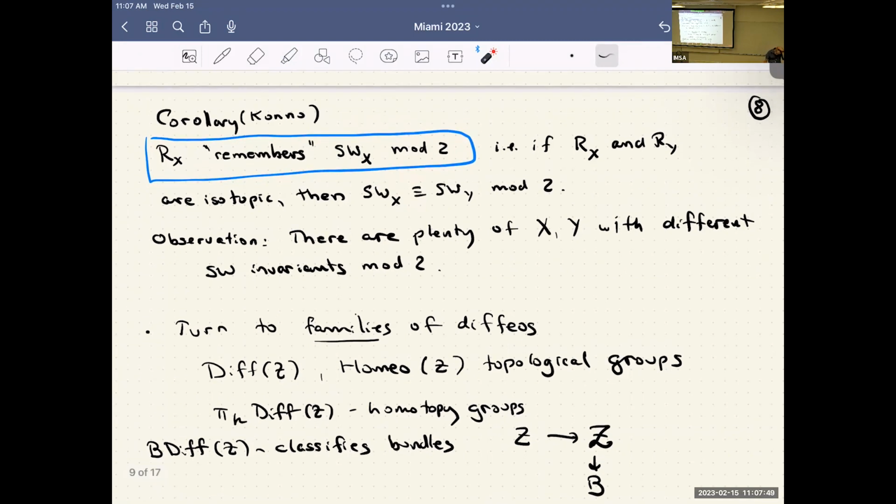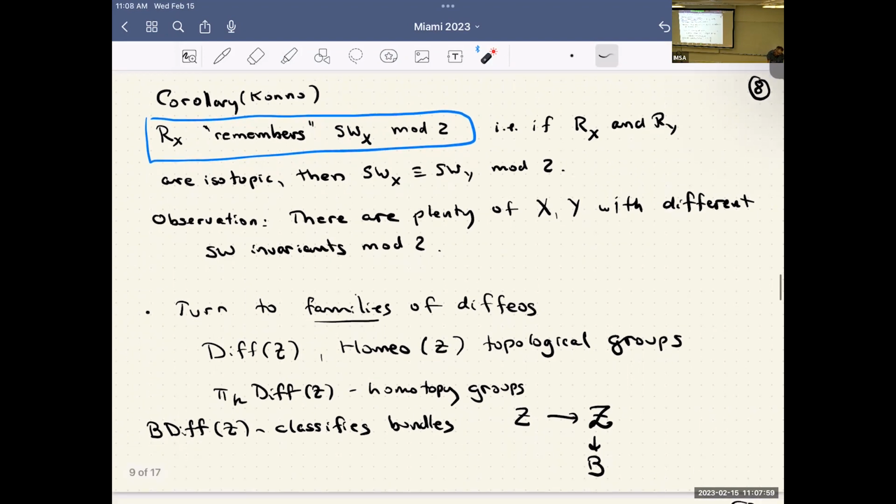So let me now turn to families of diffeomorphisms, families of other things, and maybe it's time to state a theorem. Well, I sort of alluded to this already. The diffeomorphism group and the homeomorphism group are topological groups. I think in high-dimensional topology, they treat the homeomorphism group as some kind of simplicial group, but for our purposes it doesn't much matter. Anyway, let's just think of it as a group.